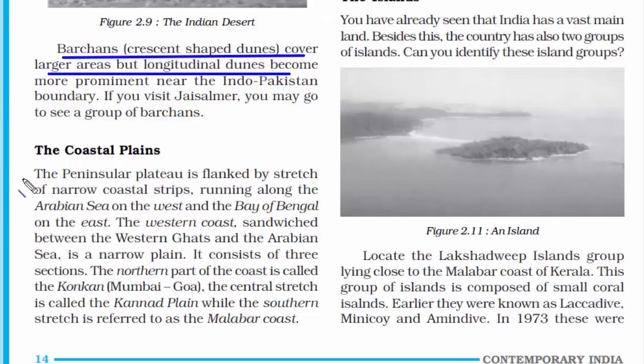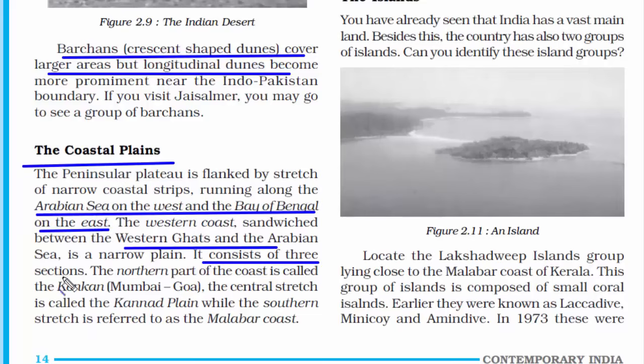And the fifth feature is the coastal plains. India is a peninsular country. The reason we are called a peninsula is because of water being on three sides. Because if it were on the fourth, then we would have been known as an island. So we have the Arabian Sea on the west and the Bay of Bengal to the east.